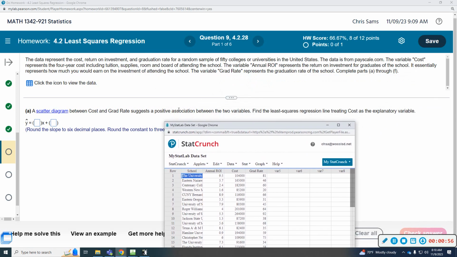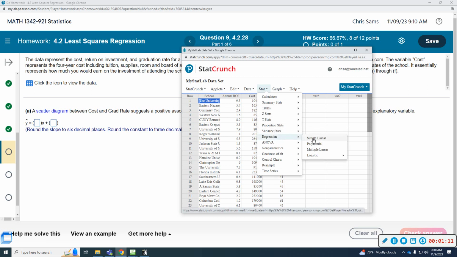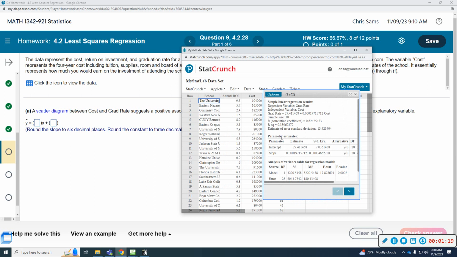So it says scatter diagram between cost and grad rate. So cost and grad rate, so these 2 columns. We're going to find the least squares regression line treating cost as explanatory. So cost is the explanatory. So we're going to do stat, regression, simple linear, x value variable is going to be cost, y is going to be grad rate, and we're going to compute. And so we get our variables here.